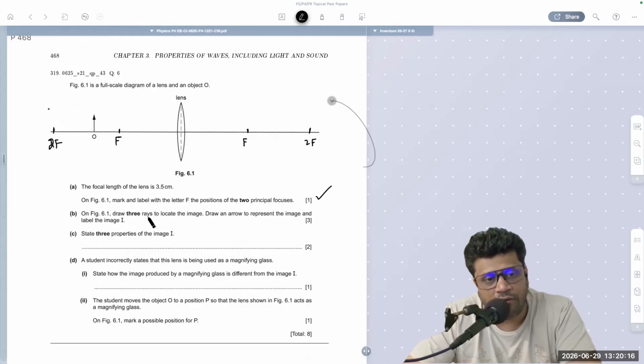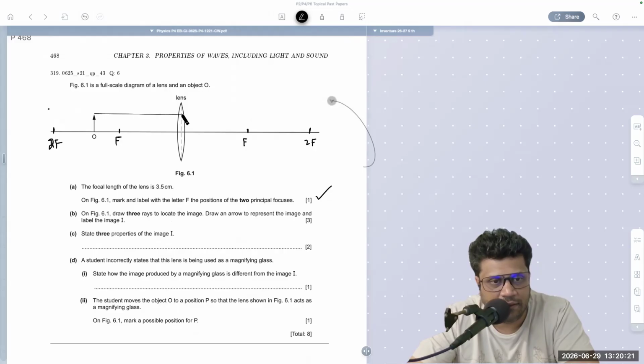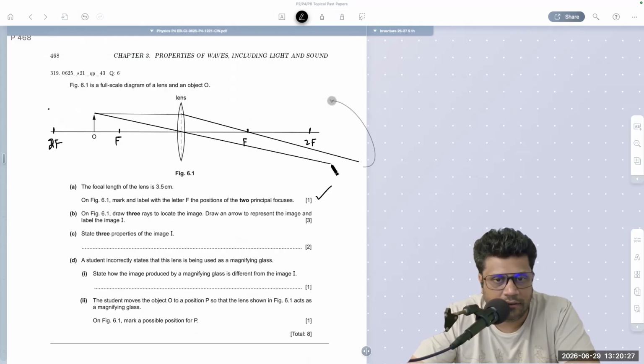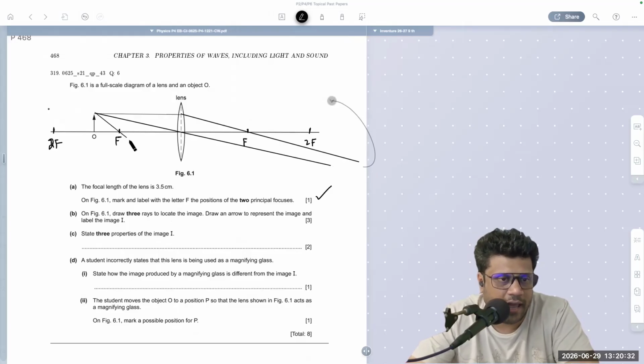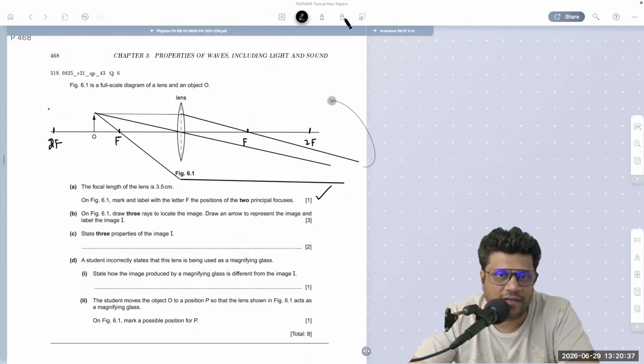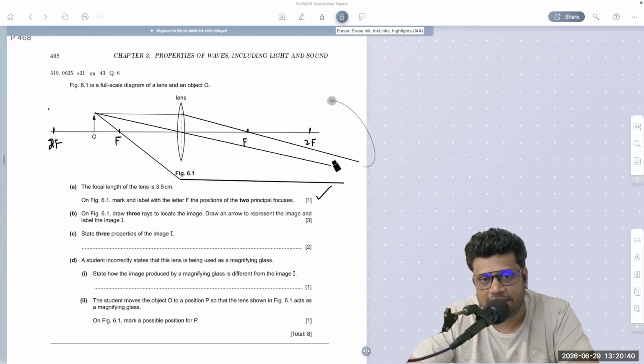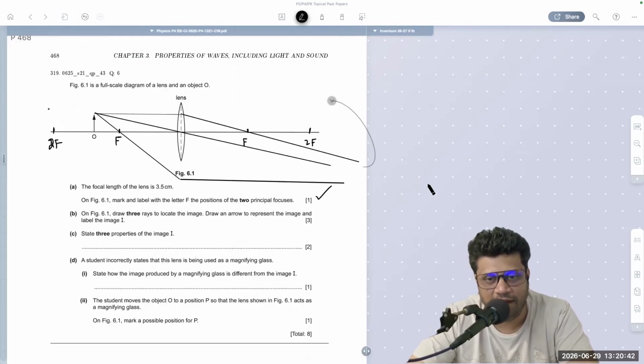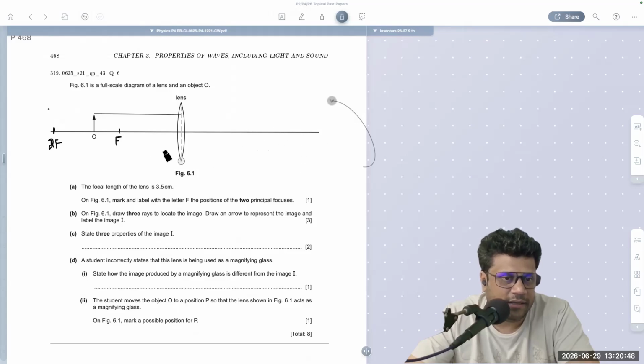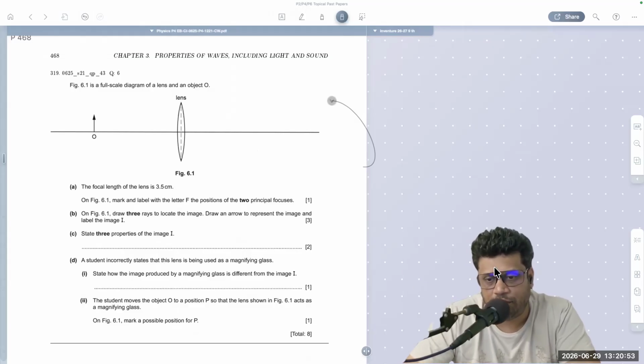Draw three rays to locate the image. So I'm going to follow the rules. There it is, rule number 1, it has to pass through the focus. Rule number 2 being followed, and there it is. It has to come out parallel. So I can actually see that the image is being formed somewhere crazy out there, which I feel is a little unreasonable. Give me a second. Let me see what to do.